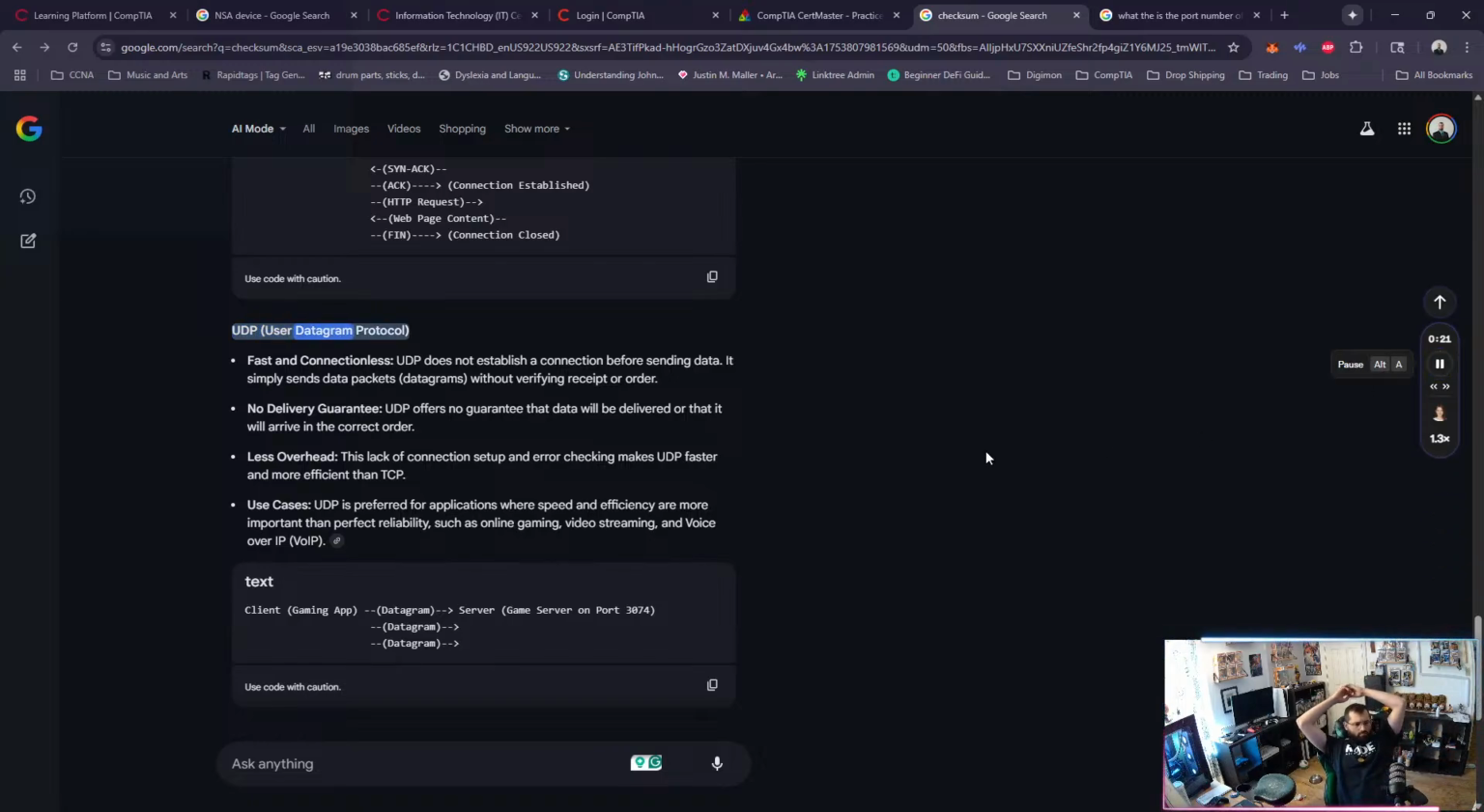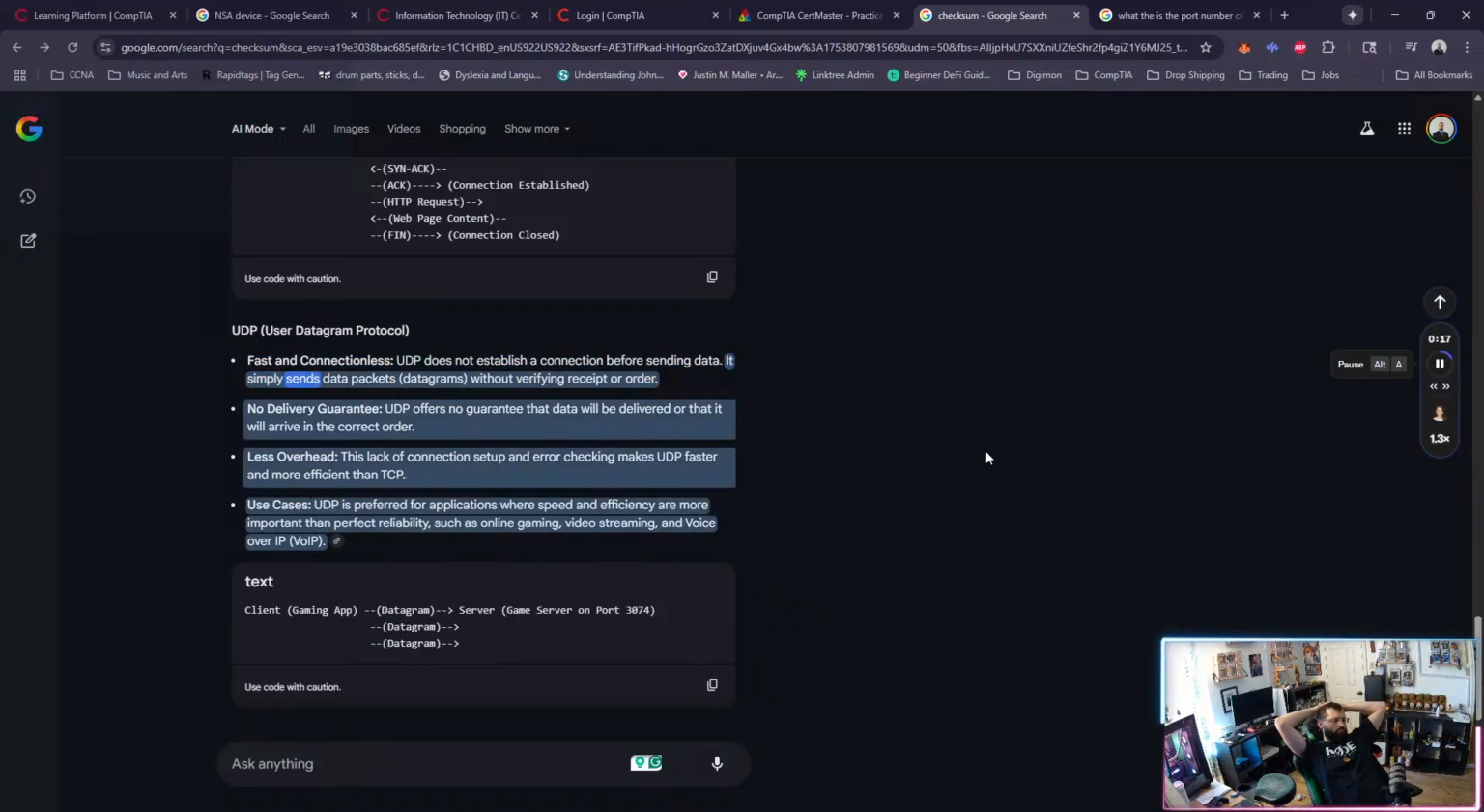UDP, User Datagram Protocol: fast and connectionless. UDP does not establish a connection before sending data. It simply sends data packets, datagrams, without verifying receipt or order. No delivery guarantee: UDP offers no guarantee that data will be delivered or that it will arrive in the correct order. Less overhead: this lack of connection setup and error checking makes UDP faster and more efficient than TCP.